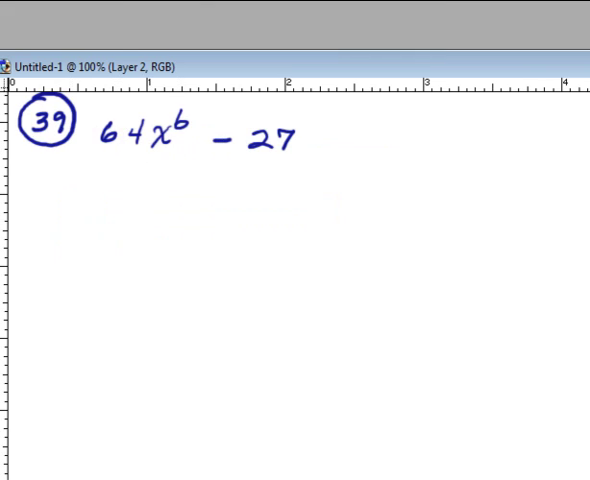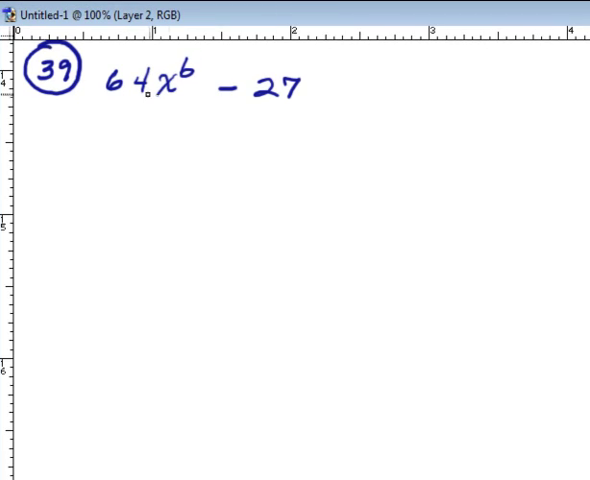And finally, let's look at number 39, which is 64x to the 6 minus 27. Here we have two terms subtracted. This is not a difference of two squares, even though 64 is a perfect square, and so is x to the 6 because of the even exponent. But 27 is not a perfect square. So how about the difference of two cubes? Well, 64 is also a perfect cube. It's 4 cubed, and x to the 6 is also a perfect cube because 6 is divisible by 3. And 27 is 3 cubed.